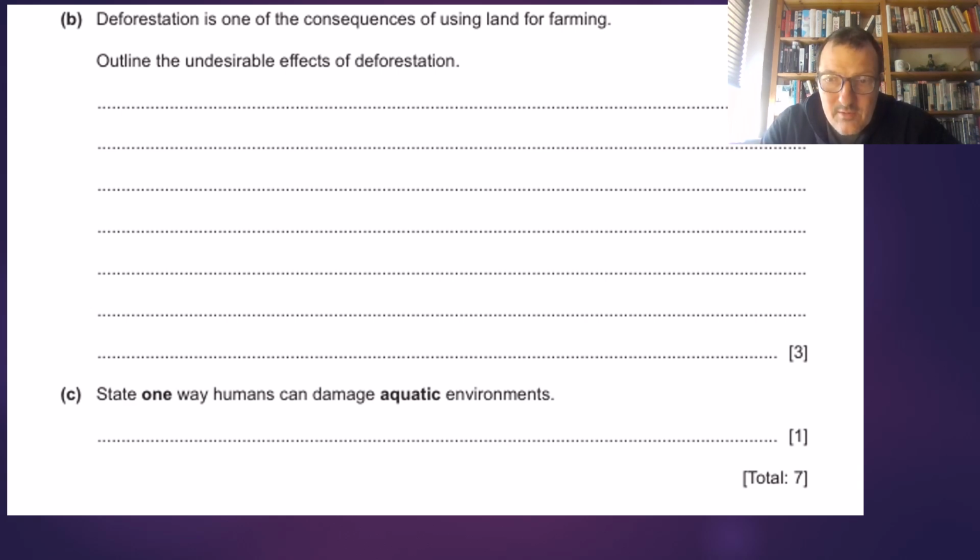While the former points could be answered just by looking at the graph, for the next one here, we have to go in and use this thing from the syllabus on human influence on the ecosystem. And this is one of the longer ones where we have to outline the undesirable effect of deforestation and state one way humans can damage the aquatic environment. There are quite a few different answers here that give you the points, but try to come up with yours, and I'll then show you which one I think is good.